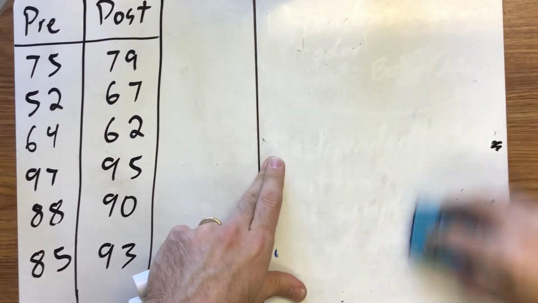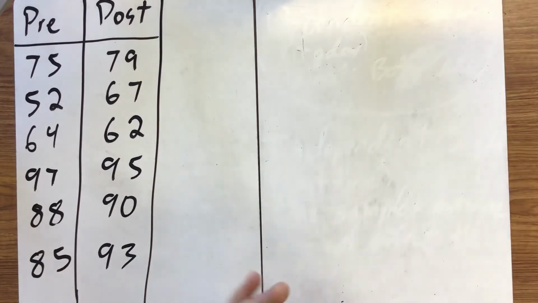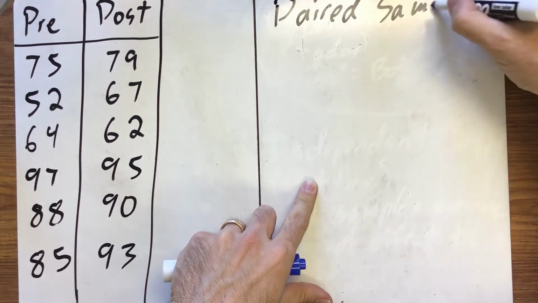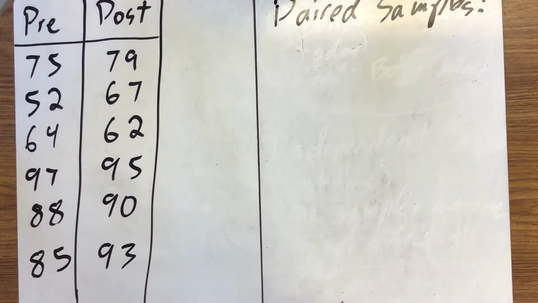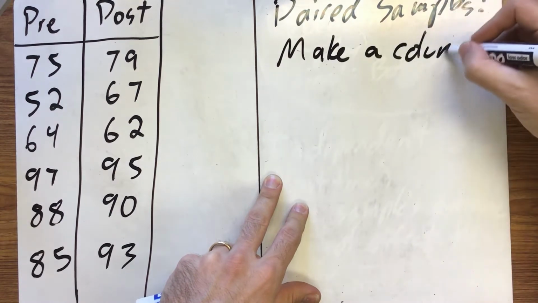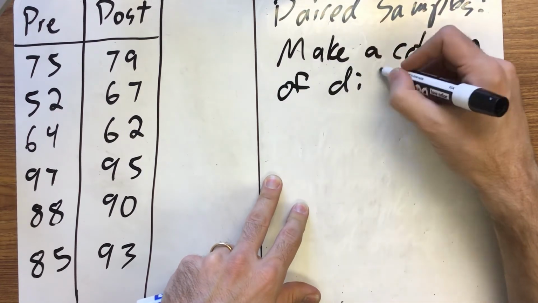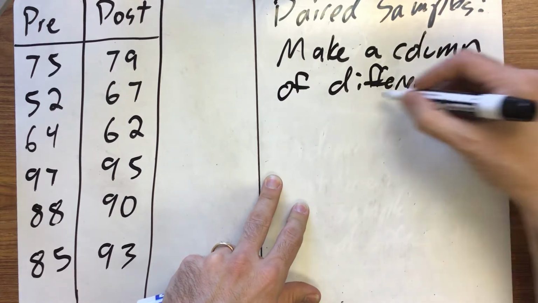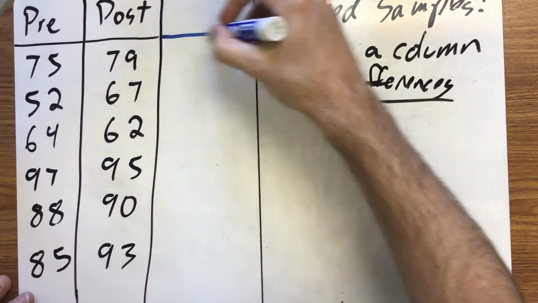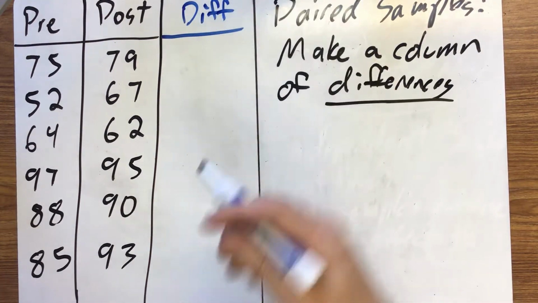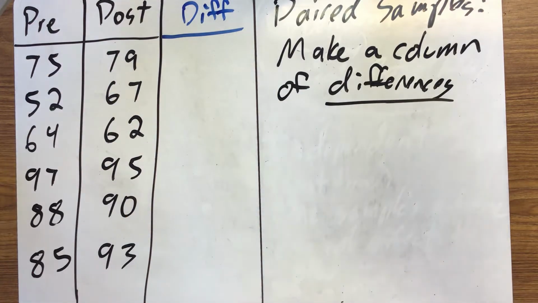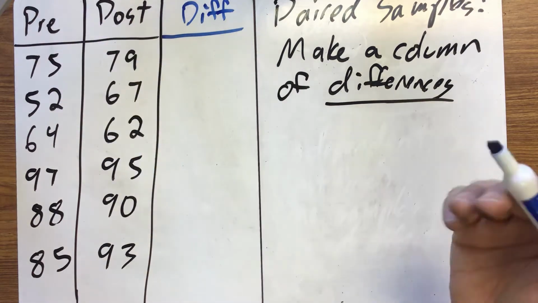So here's the big idea when we have paired samples. We just make one slight adjustment. You make a column of differences. What does that mean? You make a column right here, which is the difference between the two. We can subtract them in either order. You can subtract pre minus post, or post minus pre. It doesn't really matter. I'm going to subtract post minus pre because I think I'll get more positive numbers that way.